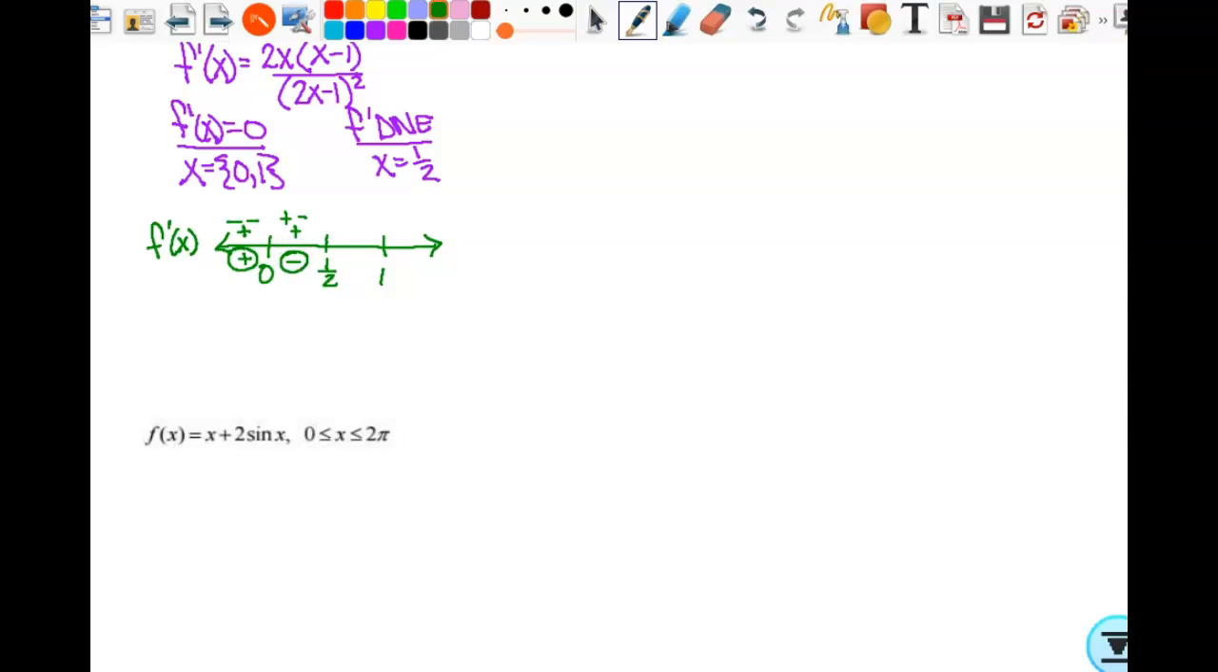Then I am going from 1/2 to 1, so I can use 3/4. That'll be positive, negative, positive. That is negative overall. And then positive, positive, positive. Positive overall. Okay. All right. Are we good?